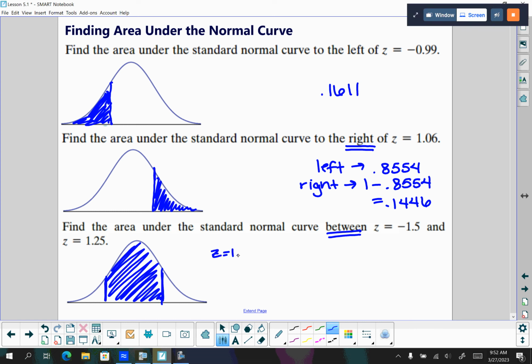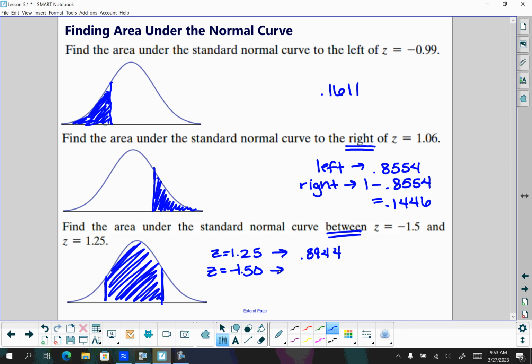Okay, so I'm going to start with the bigger one. I have a z-score of 1.25. I'm going to look that up on my chart and find the area to the left of it. Again, that's the only place to go to start. So positive 1.25 is 0.8944. If I look up a z-score of negative 1.5, you can think of it as negative 1.50 to get that second decimal place there. And that would be 0.0668.